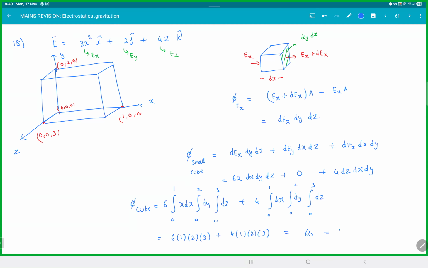This must be equal to Q by epsilon. Therefore, charge inside the cube is 60 epsilon. Clear with this?